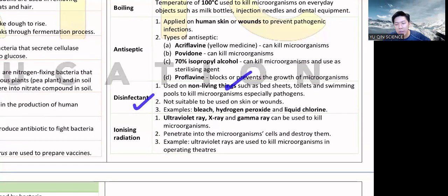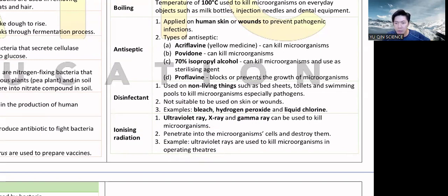Disinfectant is for non-living things. Remember, you want to wash your bed sheet, disinfectant. You want to wash your white clothes for your school uniform, disinfectant. You want to wipe the floor, with disinfectant. For objects, everybody. Not good for skin, too strong, it kills your cells. Ionizing is for the rays, X-ray, UV ray, gamma. All these are for hospitals, operating theaters.